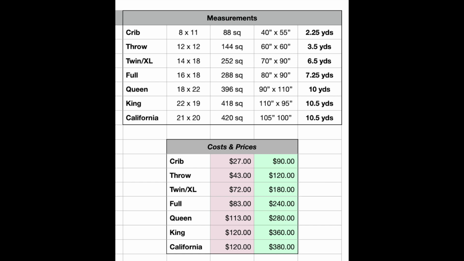So the first column, we have the quilt size, and then the measurement. The 8 by 11 in the crib is 8 squares by 11 squares, and these are all 6-inch squares. It's 88 squares total, and the approximate size is 40 by 55 inches when it's finished, washed, and ready to go out the door. That last column is the amount of fabric needed for one side of the quilt.